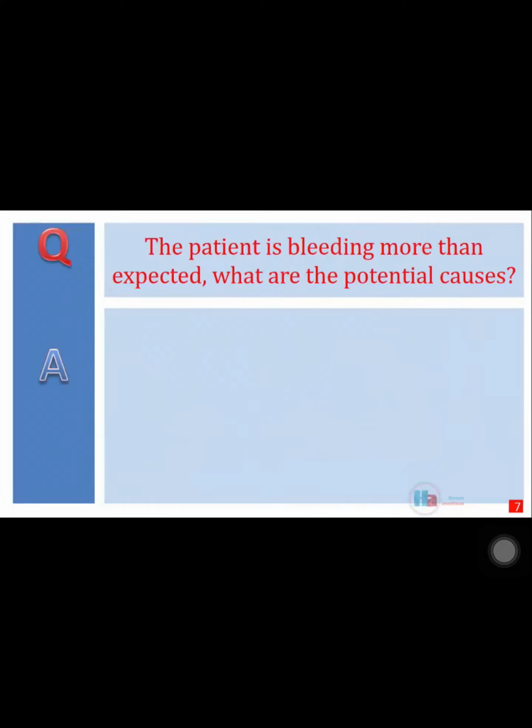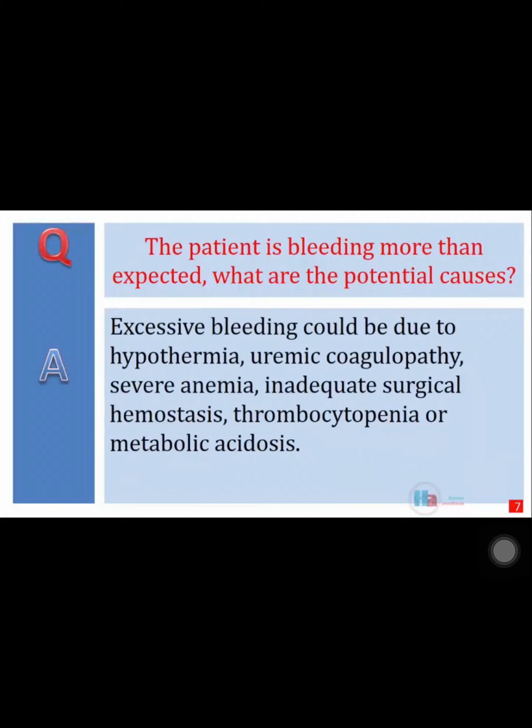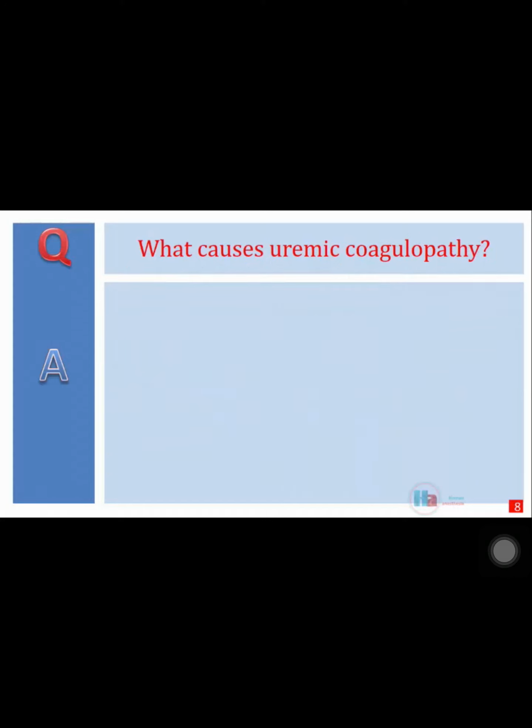The patient is bleeding more than expected. What are the potential causes? Excessive bleeding could be due to hypothermia, uremic coagulopathy, severe anemia, inadequate surgical hemostasis, thrombocytopenia, or metabolic acidosis.